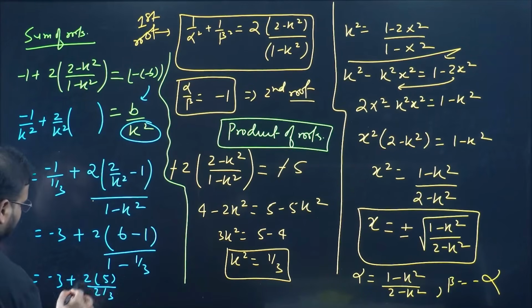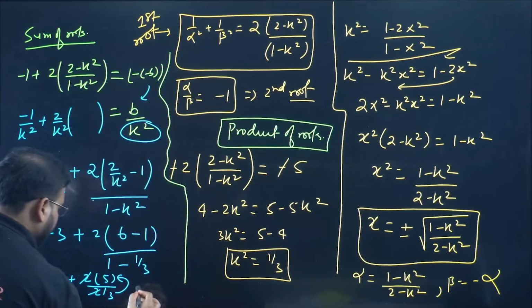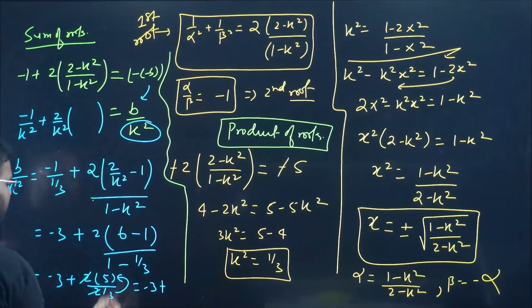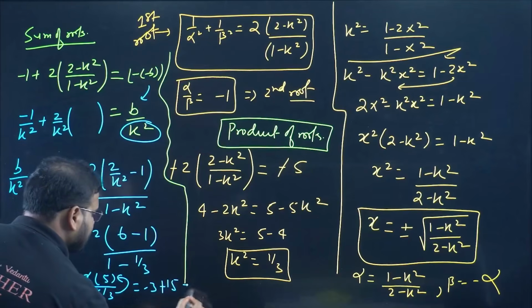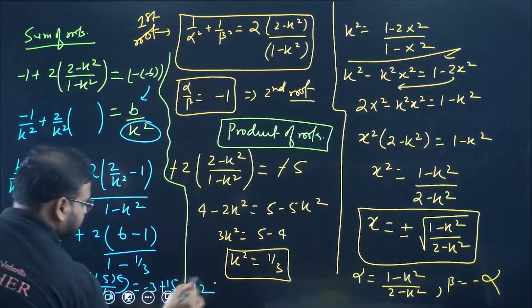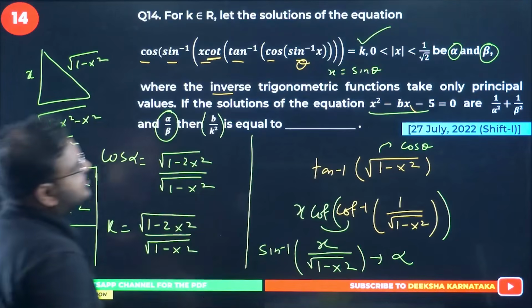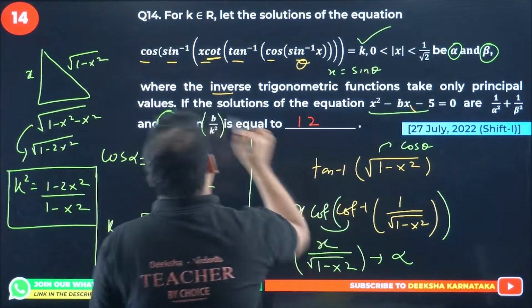So 2 and 2 is cancelled, 3 goes up. So I'm getting minus 3 plus 5 into 3 is 15. How much is that? 12. That's my final answer. This 12 is my final answer. Please check.